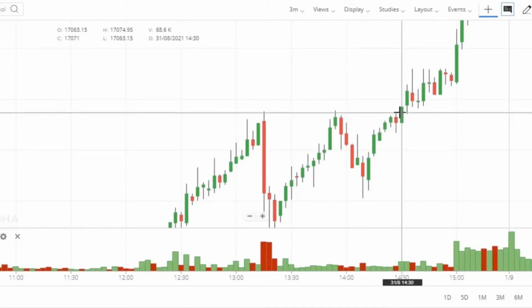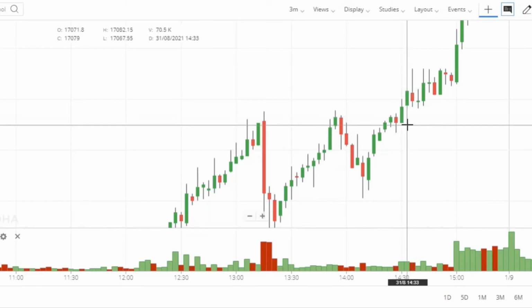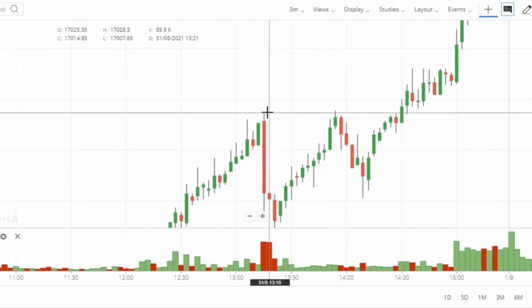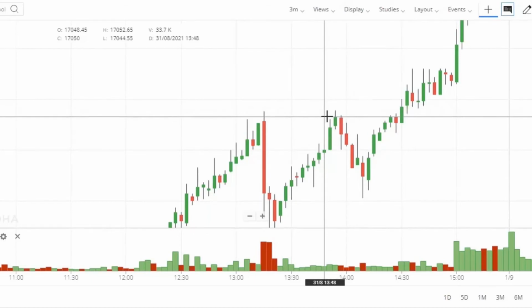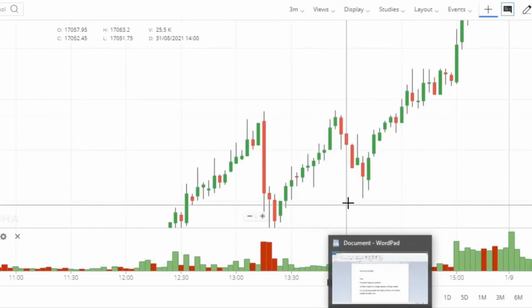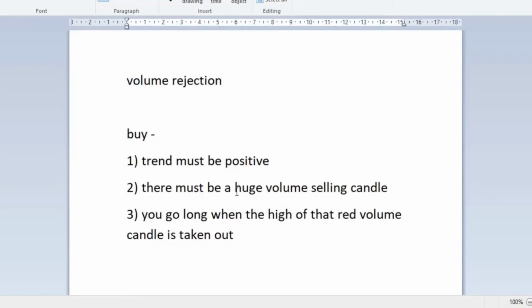And even after that, you have to take the help of a few other indicators or price action to get more confidence. Once you have traded this more than 100, 200 times, then you can just enter based on standalone volume rejection. But until then, to gain confidence, use RSI or moving average. I have explained how to use RSI and moving average in the last session, so if you haven't watched that, please go and watch that first. So there must be a huge volume candle, and then when the high is taken out, we go long. This is for the buying side.